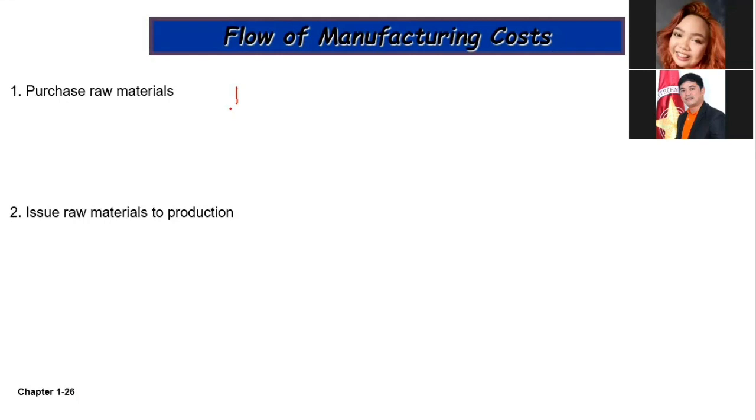Wherein kapag naka-periodic inventory system tayo, whenever we purchase materials, we debit purchases. Pero this time with manufacturing businesses or in cost accounting rather, we will be focusing on the perpetual inventory system. So meaning we will be using the account raw materials inventory instead.